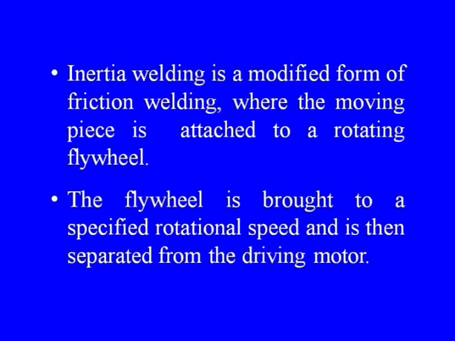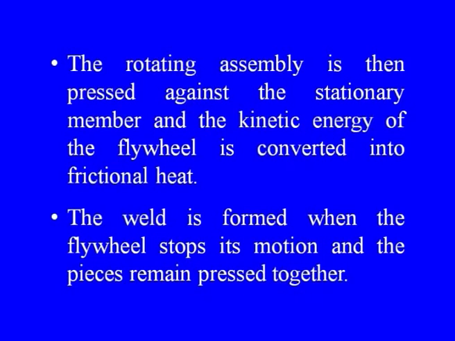Inertia welding is a modified form of friction welding, where the moving piece is attached to a rotating flywheel. The flywheel is brought to a specified rotational speed and is then separated from the driving motor. The rotating assembly is then pressed against the stationary member, and the kinetic energy of the flywheel is converted into frictional heat. The weld is formed when the flywheel stops and the parts remain pressed together.